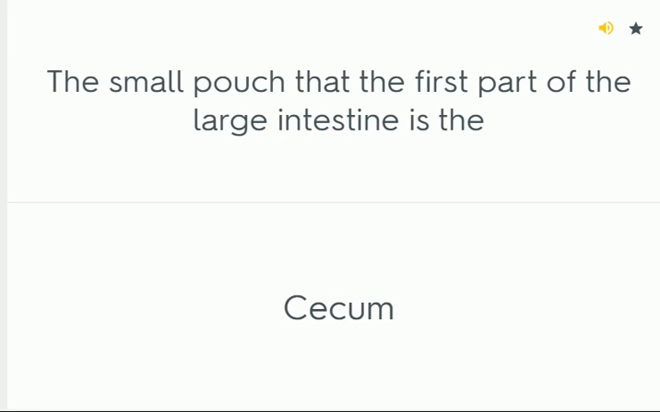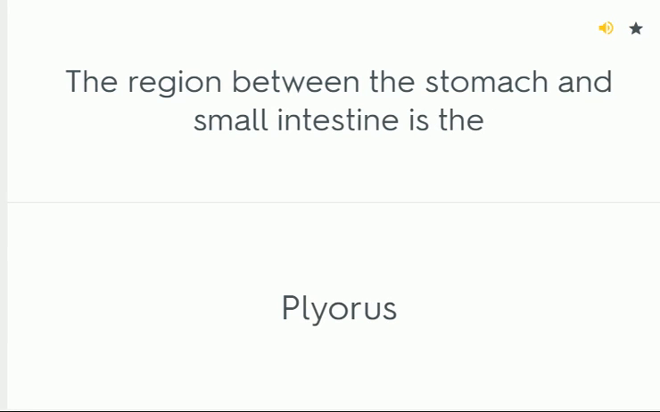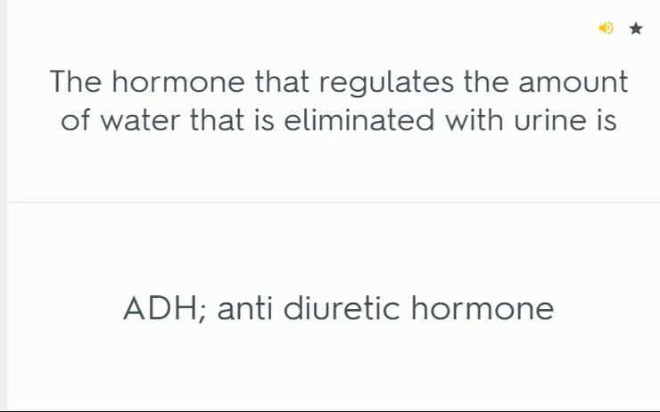The small pouch that is the first part of the large intestine is the cecum. The small intestine has parts called the jejunum, duodenum, and ileum. The region between the stomach and small intestine is the pylorus. The hormone that regulates the amount of water that is eliminated with urine is ADH, antidiuretic hormone.